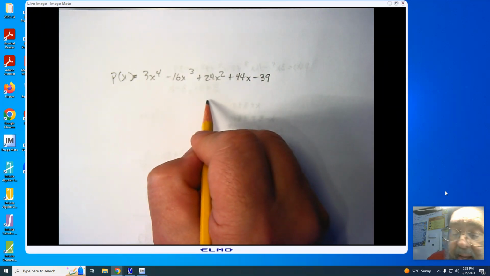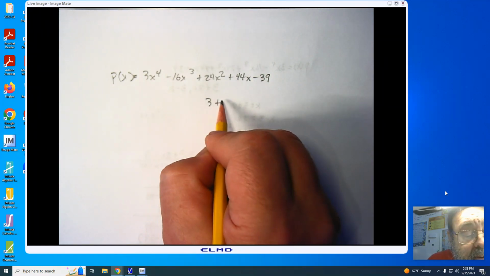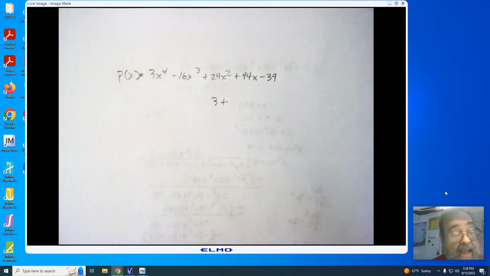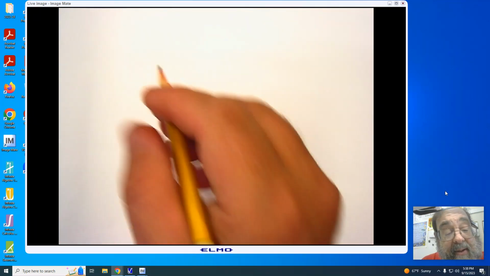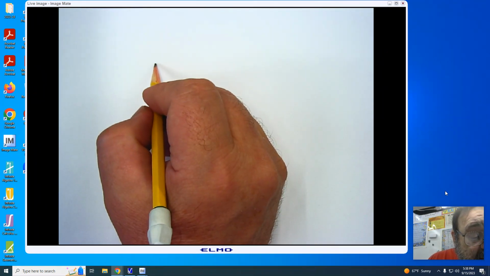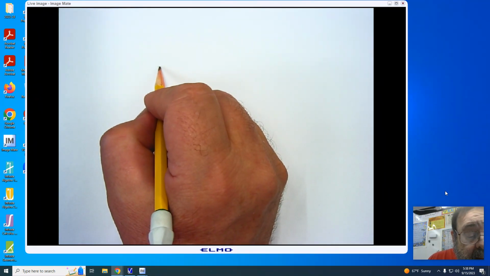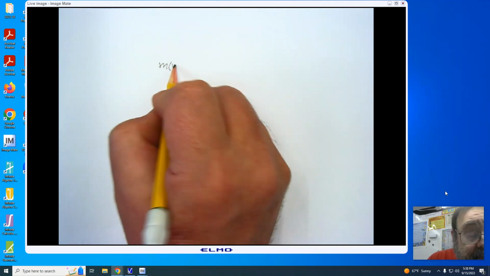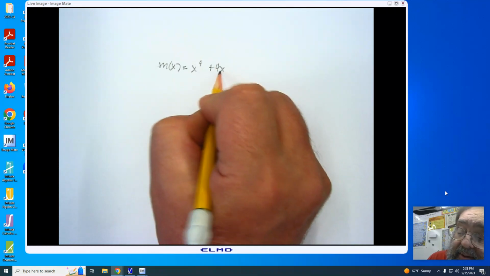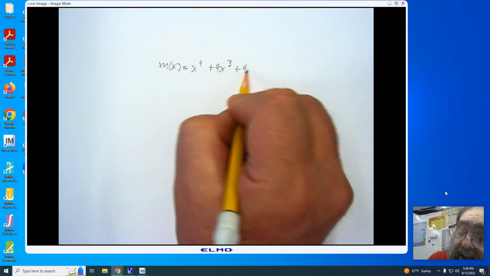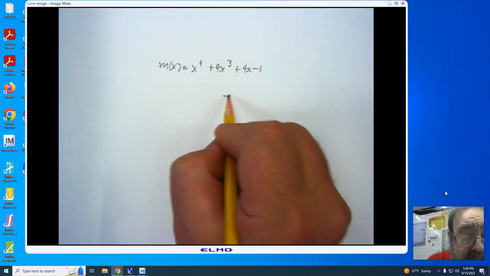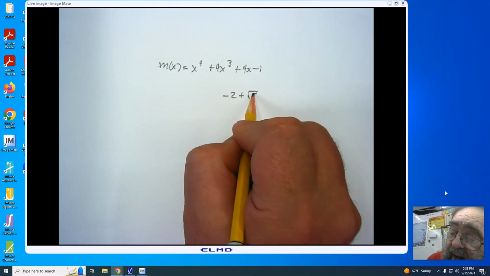We are told that 3 plus, and I just did that problem. Let me try that again. Excuse me, everybody, as I rewrite the problem. Let's try, here we go. M of x is equal to x to the 4th plus 4x cubed plus 4x minus 1, and the root that we are told is negative 2 plus root 5.